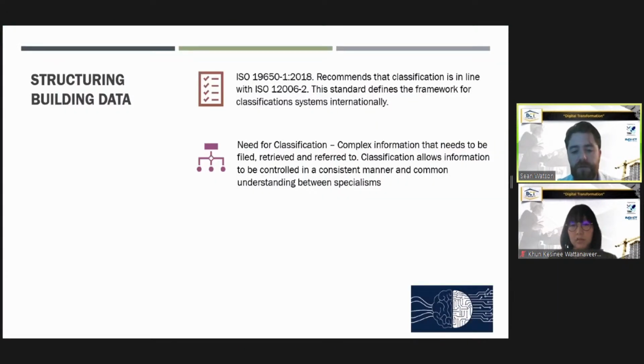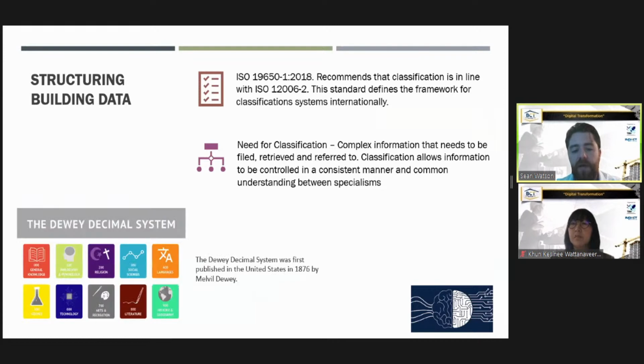So in order for us to start thinking about extracting data in an automated way, we needed to apply a data structure. In this case, we looked at applying something in line with ISO 19650. So there is a recommendation that a classification is applied to your information, and it's purely a recommendation, okay? So again, we wanted to really reiterate the need for classification and the fact that we're dealing with complex information that we need to refer to, we need to be able to access at any time, and it needs to be done in a consistent way.